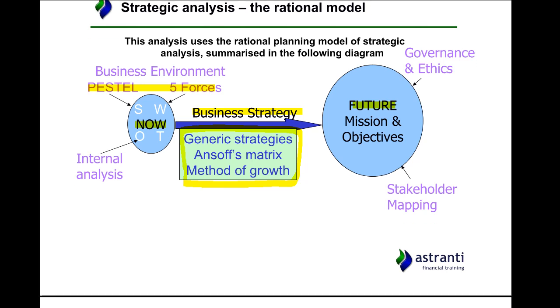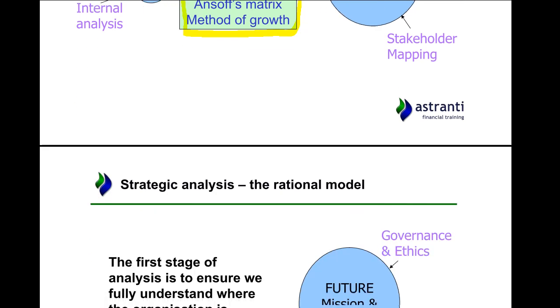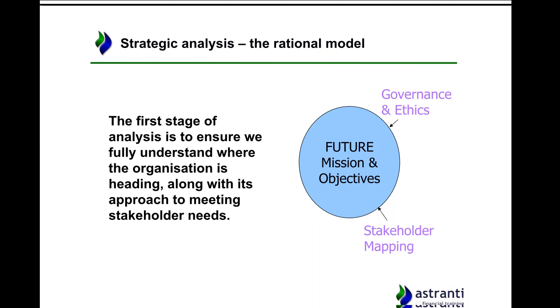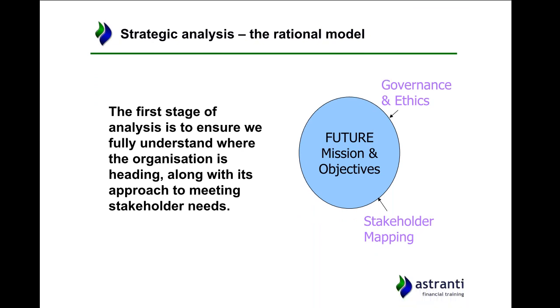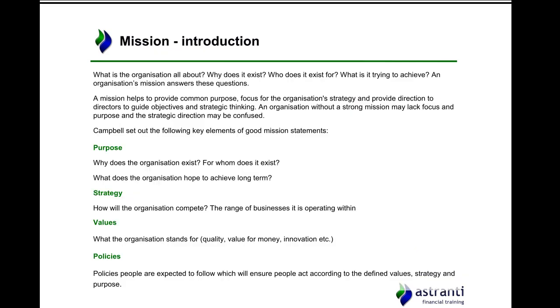We're going to start the video by looking at where they want to be. What is the ultimate aim of the organization? Where is it heading? And where the organization is heading can often be summarized in the mission statement. It's very important that a mission statement does embody what the organization is all about, what it is trying to achieve, who it exists for, why it exists. And a good mission statement should answer these questions.